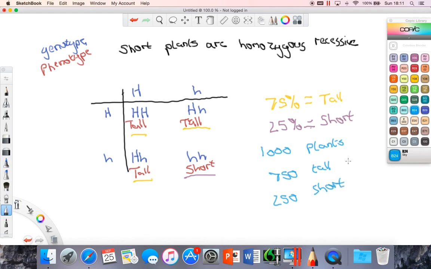We can think of this as our hypothesis. We can say that our hypothesis is that if the short gene for a plant is caused by homozygous recessive alleles, we could say that in any population, 25% of them would be short, whereas 75% of them would be tall. This would be deemed our hypothesis.